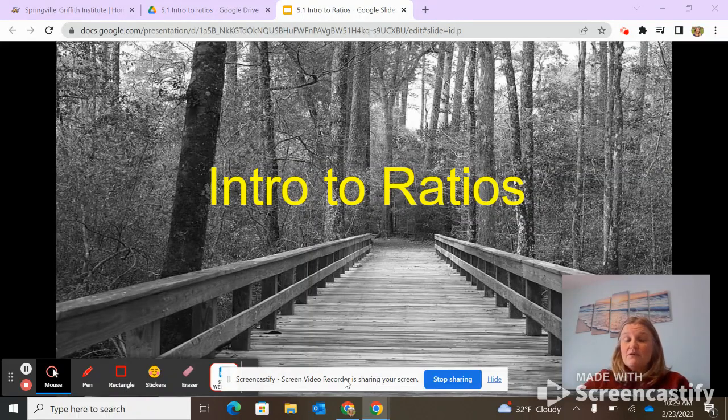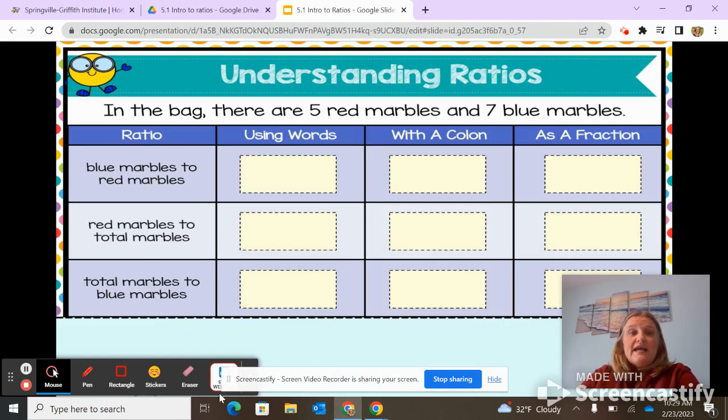Hi everyone. So today we're going to talk about what are ratios. And a ratio is a comparison between two things. Now we have two different ways to think about this. We can do part to part or we can do part to whole. And we're going to be talking about that as we go through our slides. So our first slide is understanding what really are ratios and how do I write them. And I want you to remember that order in ratios, it matters.